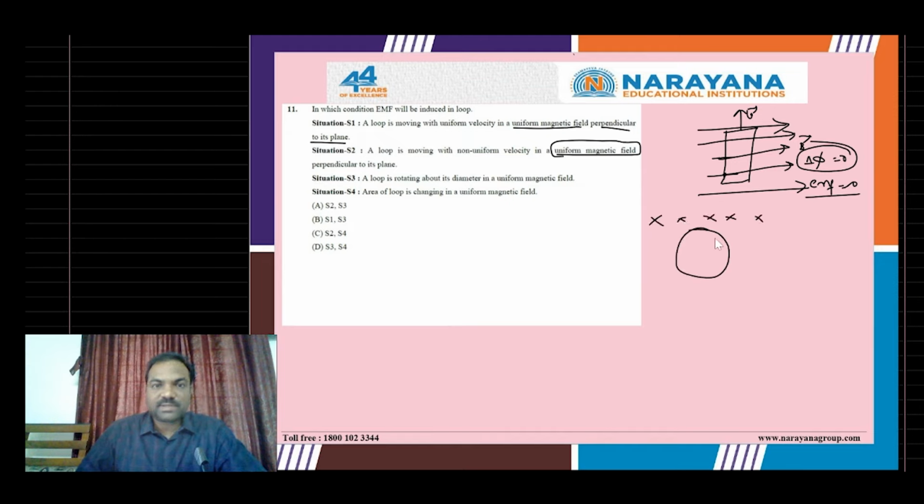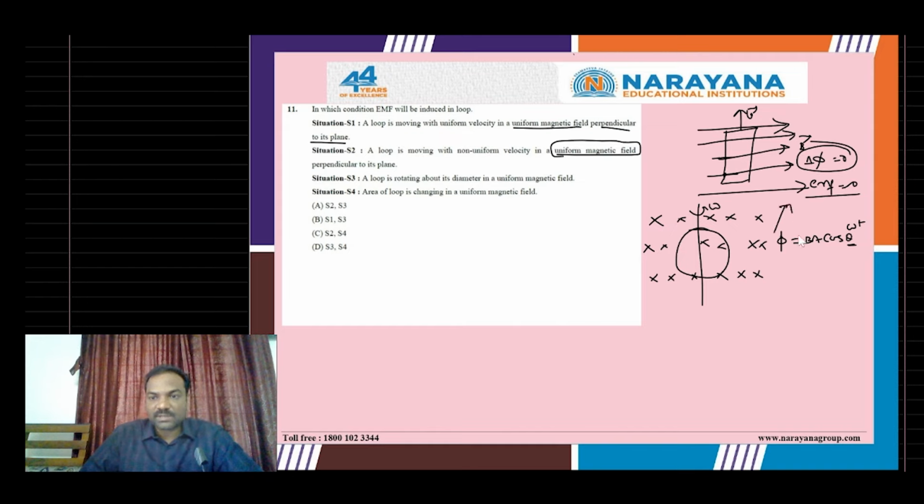This type of situation I think some of the people have done in your classroom, right? So if I take a magnetic field something like this, and this loop is rotating with angular velocity omega, then what happens? The area vector keeps on changing. The area vector rotates, then the angle between the magnetic field and the area vector keeps on changing. Then the flux is equal to BA cos theta, where theta can be written as omega t.